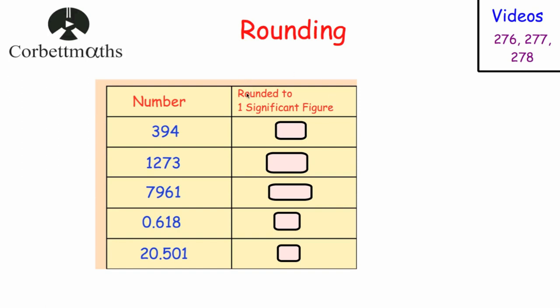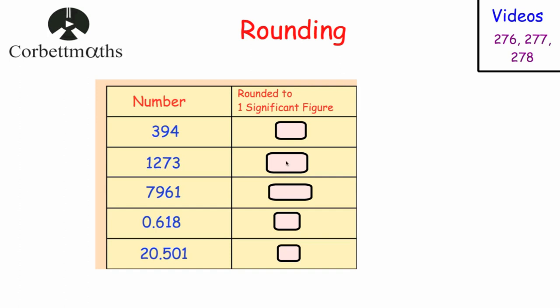It's important in M1 to be able to round to one significant figure. It's quite useful for estimation as well. And we've got some numbers here. This is, again, the Corbettmaths revision card, and we've got our numbers 394, 1,273, and so on. And we're going to round each of these numbers to one significant figure.